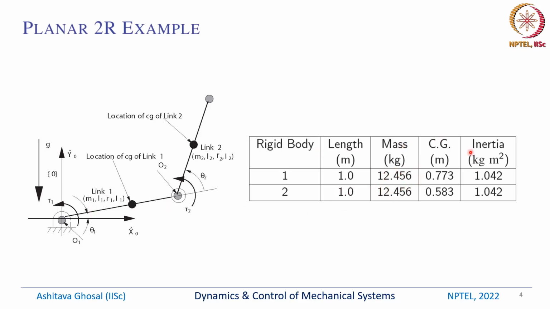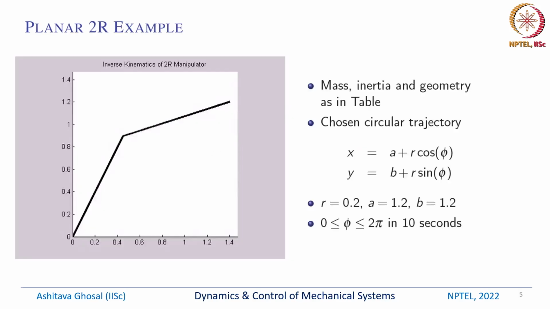The location of the CG of the first link is at 0.773 meters from this origin, and for the second link it is at 0.583 meters, again from this origin, and the inertia is 1.042 kg meter square. Each link has the same geometry and is made of the same material, and hence the inertia about the z-axis about the CG are the same.